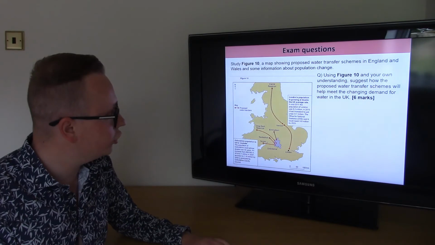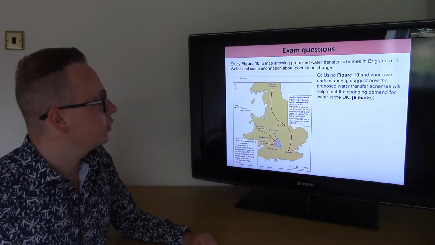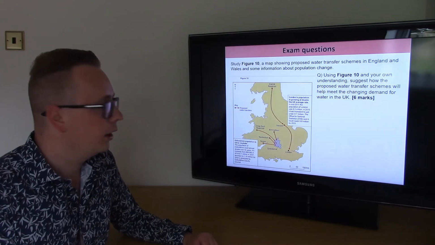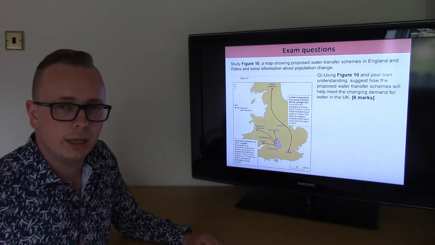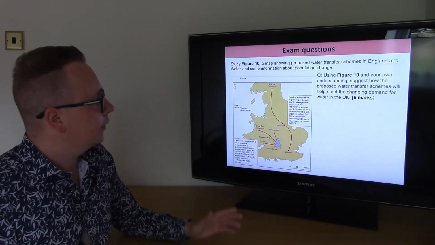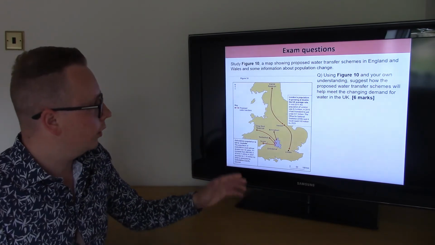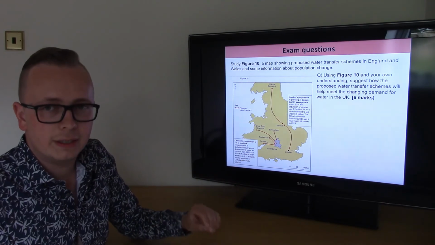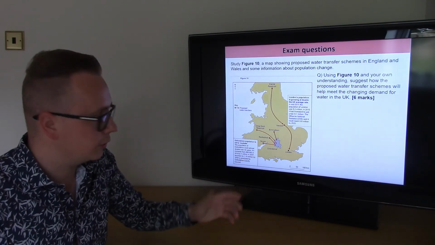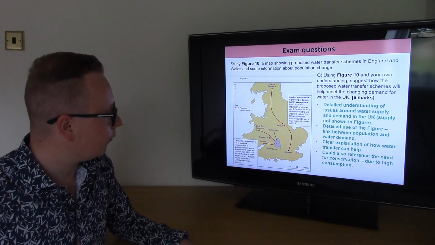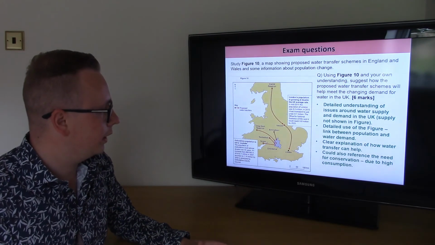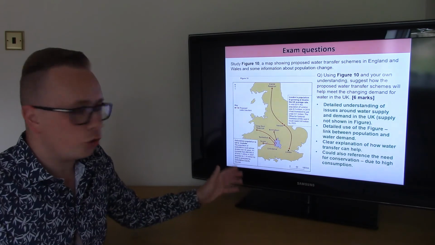And then the question says, using Figure 10 and your own understanding, suggest how the proposed water transfer schemes will help meet the change in demand for water in the UK. So, we need our own knowledge, of course. We must also make sure we make clear use of Figure 10 if we're going to access those top marks, the 5 and 6 marks. So what do we need? Well, we need to have obviously a detailed understanding of issues around water supply and demand in the UK. That's not shown in the figure.